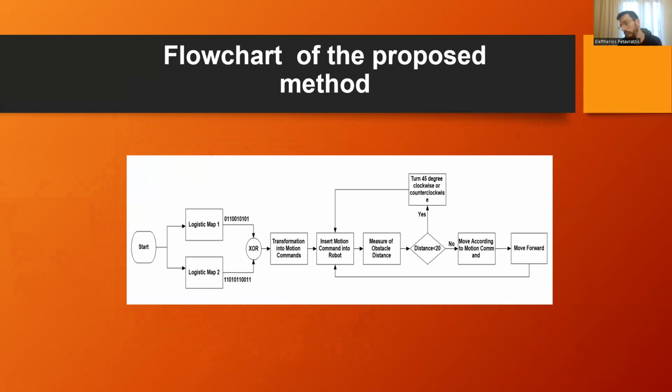Also, these commands are inserted into our robot. Our robot uses these commands for its motion. And according to the distance of the obstacles that are placed, it decides either to follow the command that it has used, or, in the case that the distance is very small, in our case 20 centimeters, our robot can turn 45 degrees either clockwise or counterclockwise in order to avoid the collision with the placed obstacles.